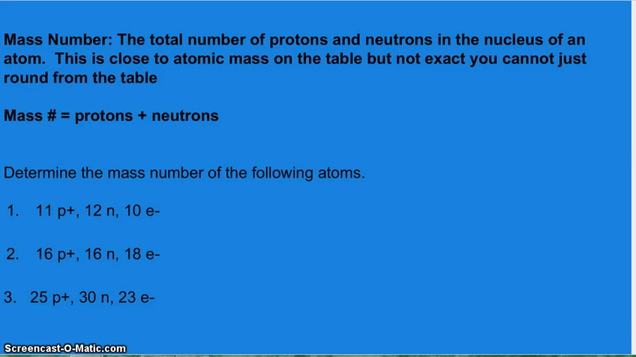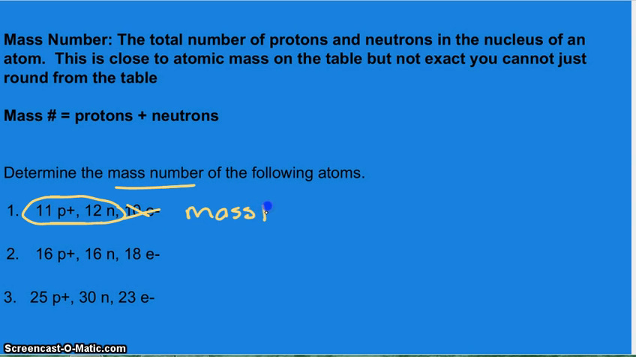Okay, and there are numbers on the periodic table that are going to be close to this, but not exact. So you can't just round. You actually have to look at what is in that atom's particular nucleus. So for example, if we want to determine the mass number for the following atoms, for number 1, if we have something that has 11 protons, 12 neutrons, and 10 electrons, we know that the mass number is only going to be equal to the protons and neutrons added together. So our electrons are not going to affect our mass number.